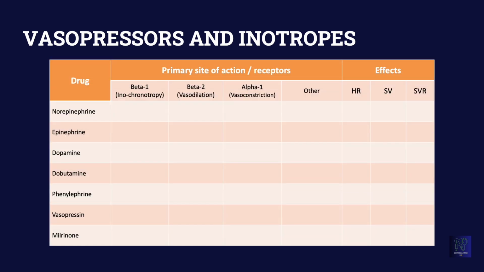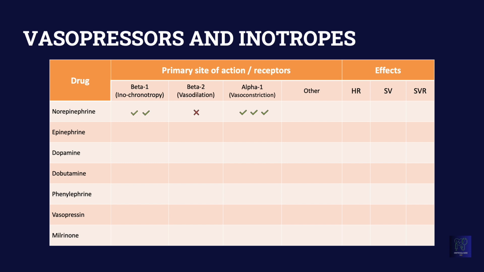Let's look at the mechanism of action of commonly used vasopressors and inotropes in the ICU, starting with norepinephrine, also known as Levophed. It mainly acts on beta 1 receptors, which are located in the heart, and alpha 1 receptors, which are located in the vasculature. It has no beta 2 action. So, beta 1 stimulation causes an increase in contractility or inotropy and can also increase the heart rate or chronotropy, whereas alpha 1 stimulation leads to vasoconstriction.